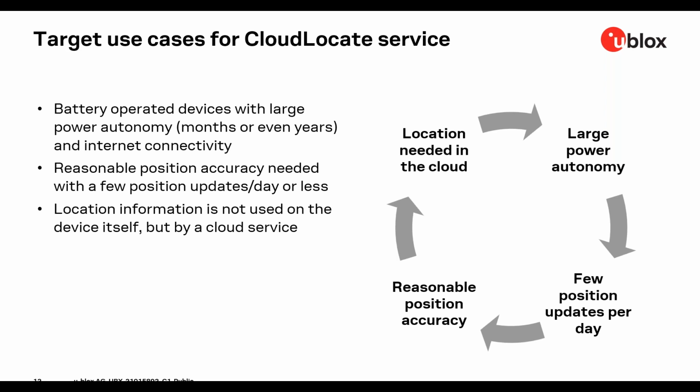Well, let's try to see which is the main use case for CloudLocate. Again, we are talking about battery operated devices which are expected to have a very large power autonomy, and they have internet connectivity, of course, at least one way in the uplink direction, and then a reasonable position accuracy is required. We'll see later what we mean with that. So again, it's not a high precision type of tracking. And again, location information is not used on the device itself, but is used by the cloud service.